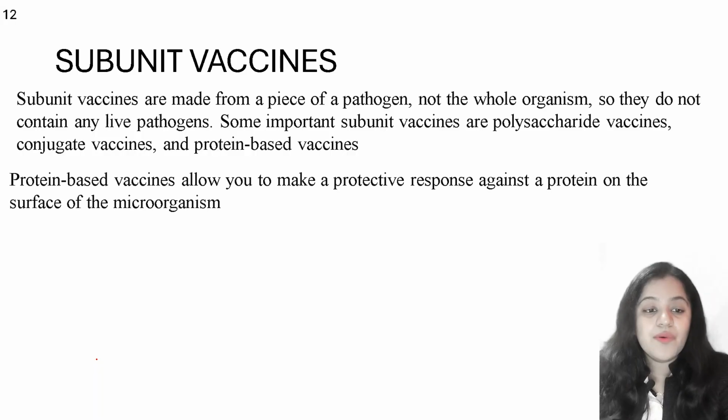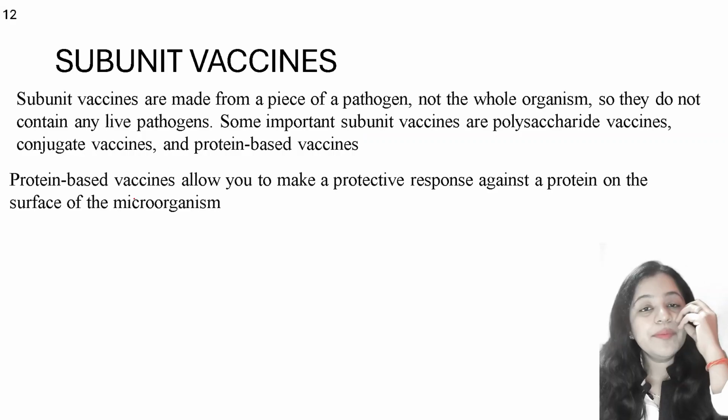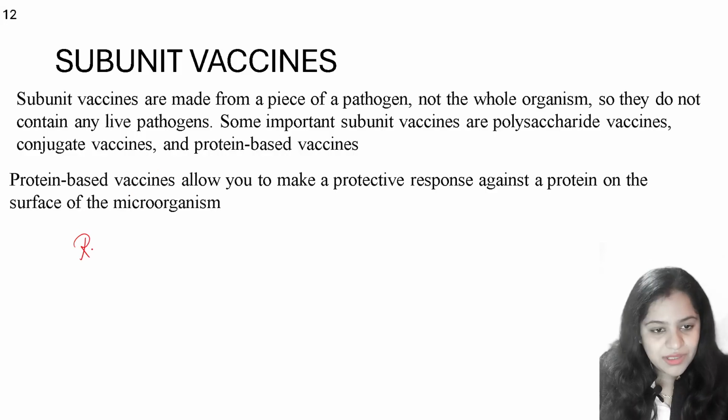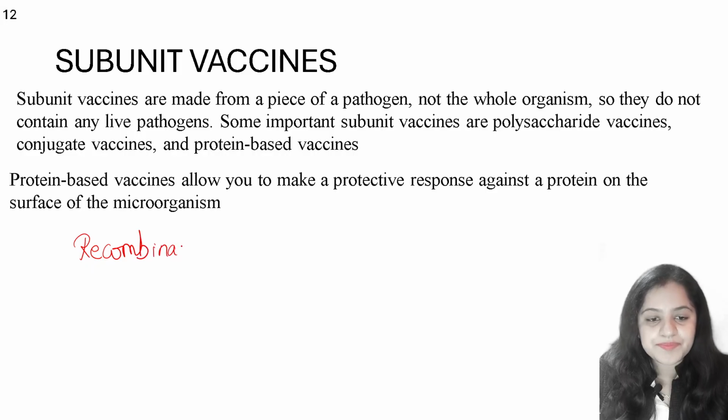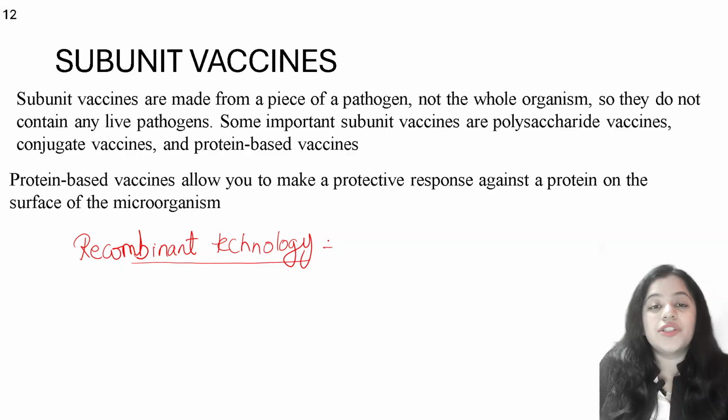Now, we have a protein-based vaccine which is made from the protein part of the organism. Now, how do you make these subunit vaccines? You can either make them from the whole organism, or there is a technology known as recombinant technology. We'll see how this recombinant technology works with an example.